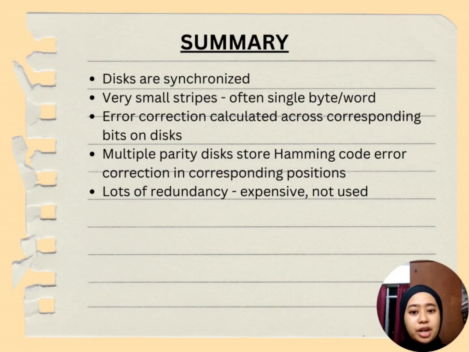So, this is the summary for RAID level 2. These are synchronized, very small strips, often single byte or word, with error correction calculated across corresponding bits on disks. Multiple parity disks store Hamming code error correction in corresponding positions, lots of redundancy. It is expensive and not used.